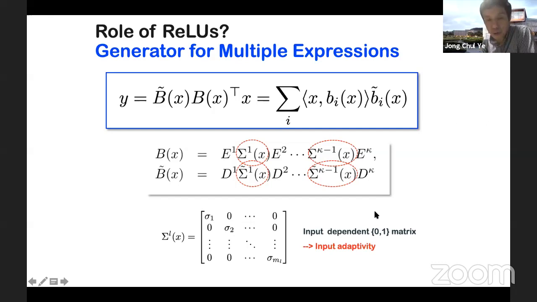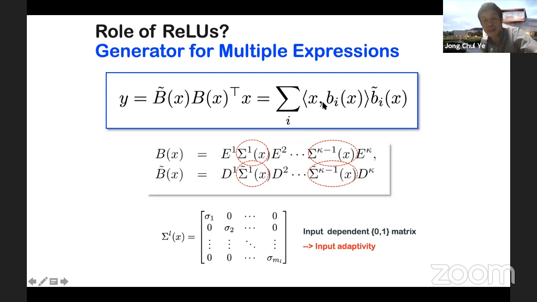Now you can see what's going on inside of the neural network. Once the neural network is trained, this encoder and decoder matrix theta is fixed. So because of that, everything is fixed. However, depending on the input data, this ReLU activation pattern changes. Because of that, the multiplication with the ReLU activation pattern and the total matrix itself changes depending on the X. So that's why I have an X dependency here.